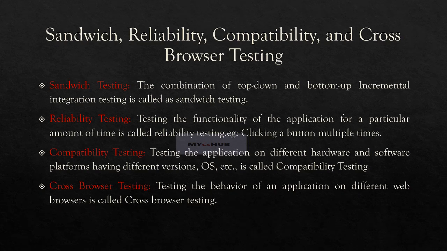If we talk about an example for this particular testing, suppose we have a button available inside the application, let's say on the login page itself. If we hit the login button multiple times in order to check whether it breaks after some clicks or not, or whether it is reliable enough to handle those multiple clicks, that is called reliability testing.